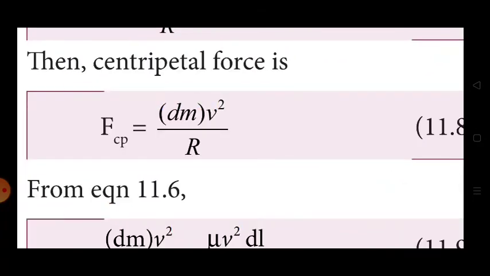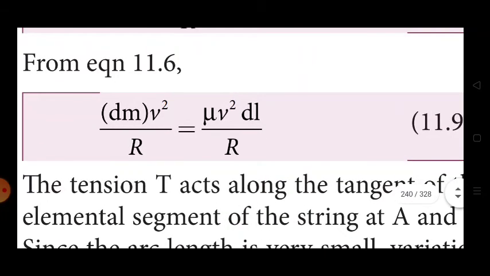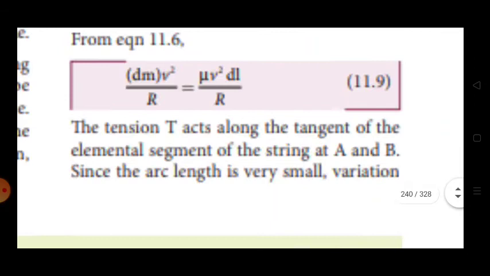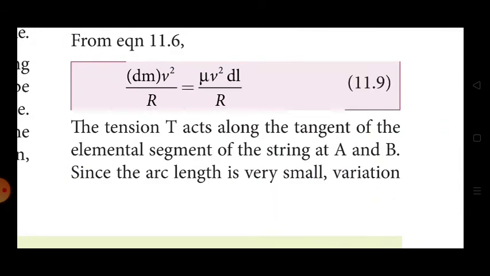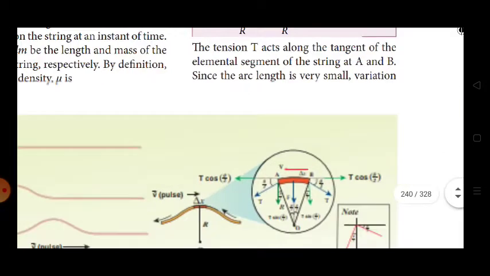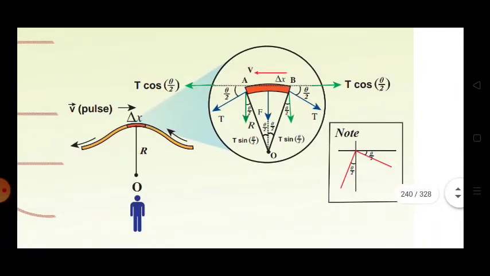From equation 11.6, dm v square by r is equal to mu v square dl by r. The tension T acts along the tangent of the element segment of string at A and B. Since the arc length is very small, the variation, students, you can see that vibrations or waves formed due to the stretched string.